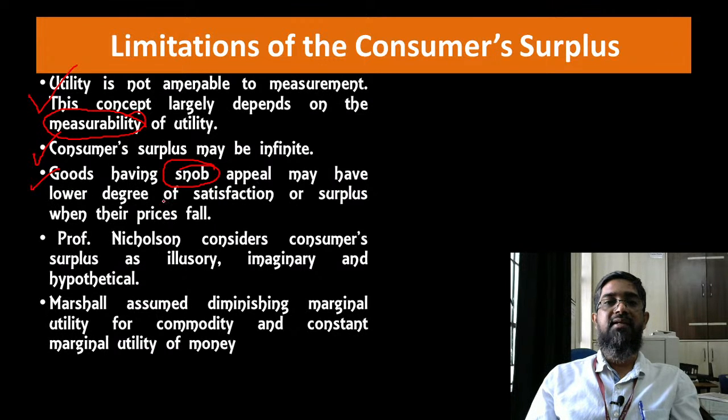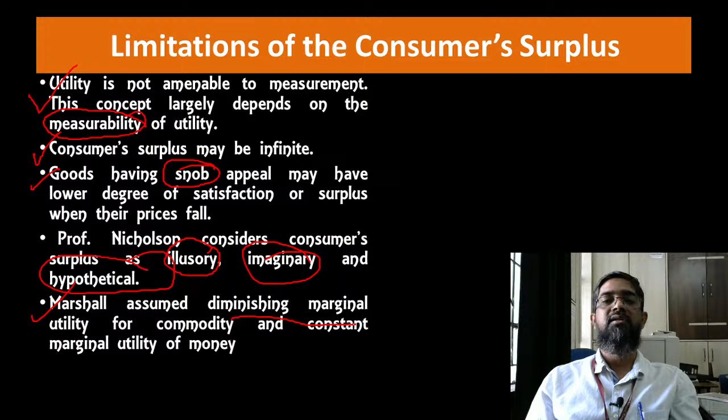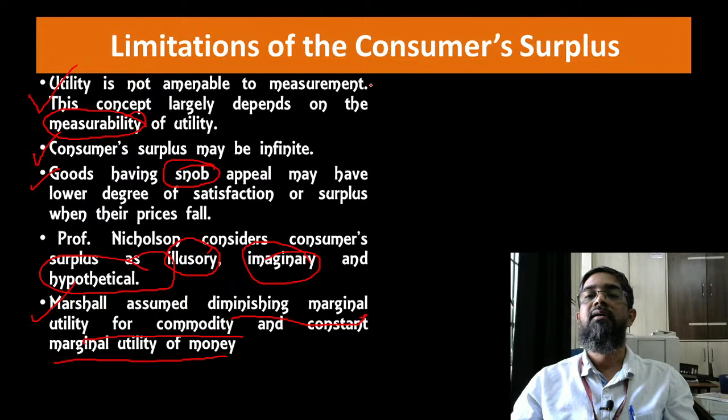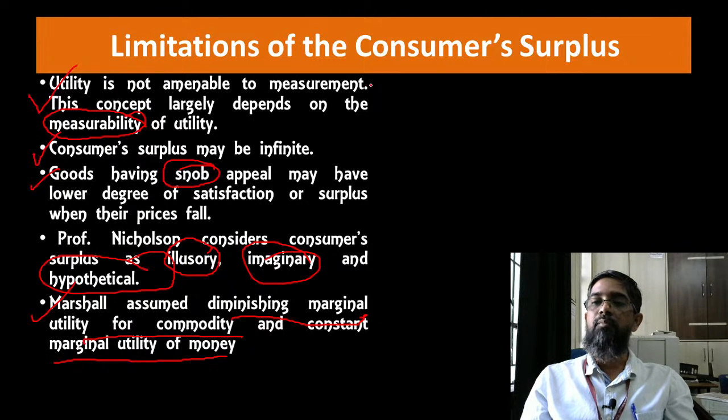Then Professor Nicholson says consumer surplus is illusory or imaginary. It is an imaginary and hypothetical concept. It is a state of mind. Further, the next limitation is that Marshall assumed diminishing marginal utility for a commodity and constant utility of money. If these things are not true, it is difficult to calculate, measure and understand the consumer surplus concept. Okay, so these are some of the important limitations of consumer surplus.